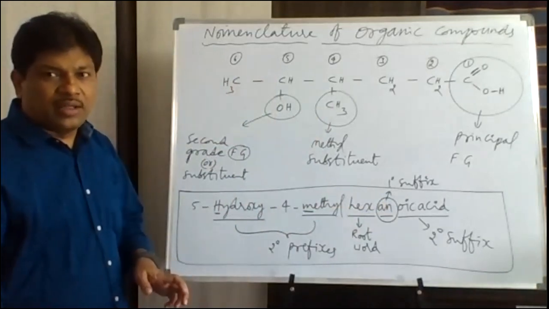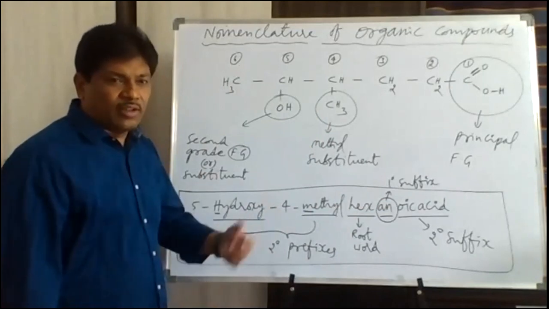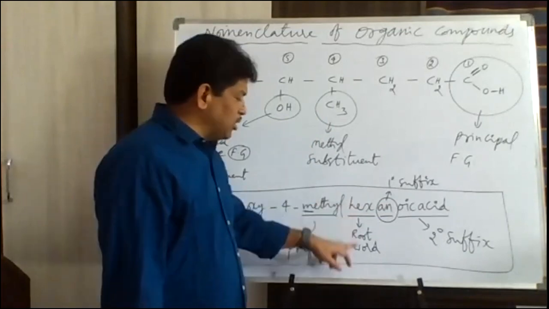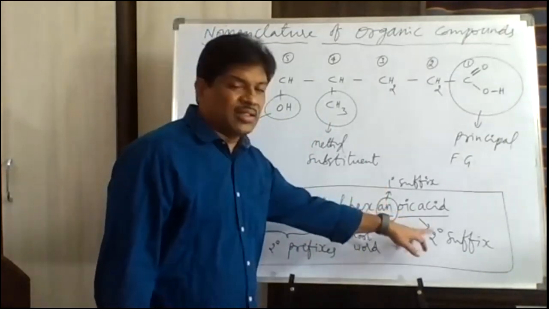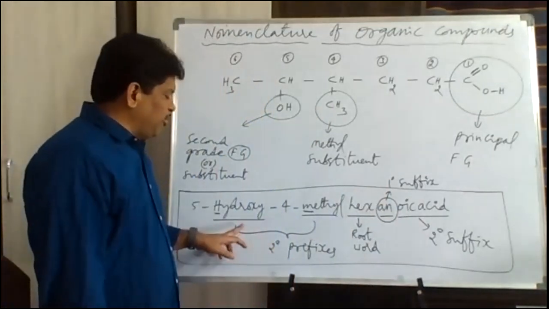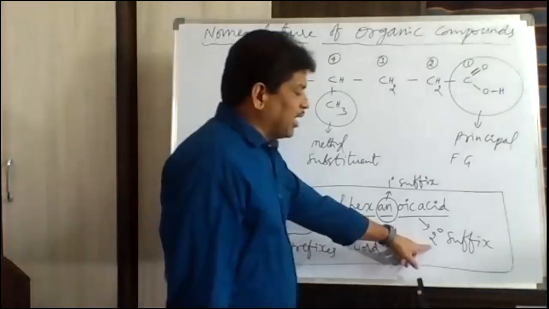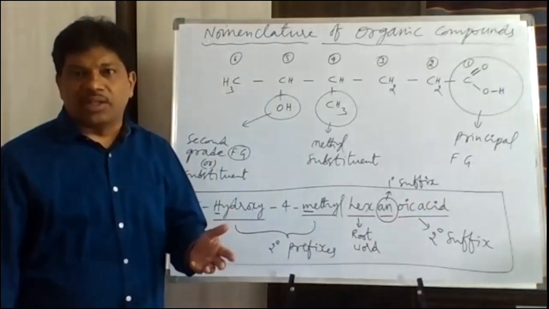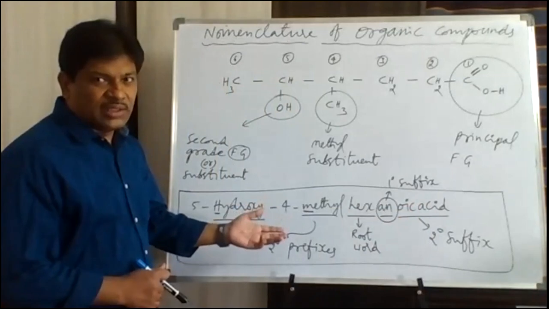While writing an IUPAC name, we have to understand that there are different parts of the IUPAC name: the secondary prefix, word root, primary suffix and secondary suffix. Any name will start with the secondary prefix and end with the secondary suffix. Keep that in mind. When we discuss different types of IUPAC names, we will be able to understand the different parts.